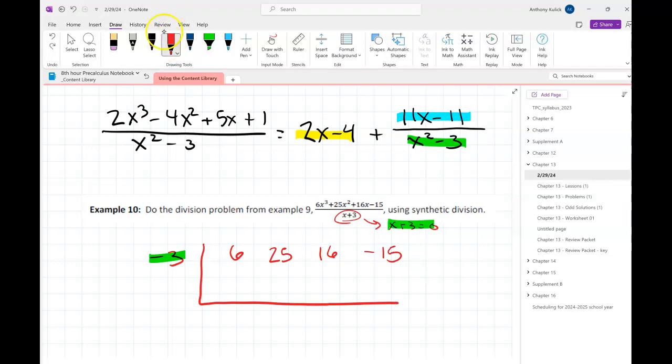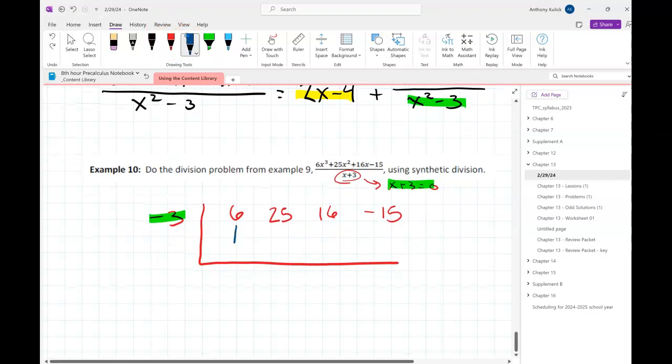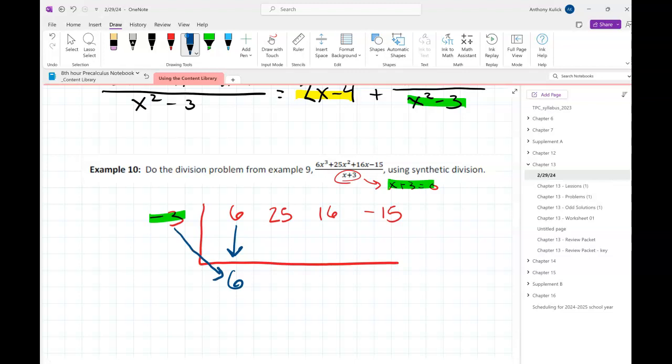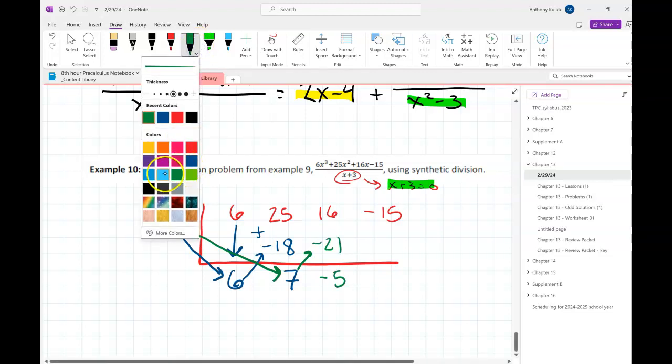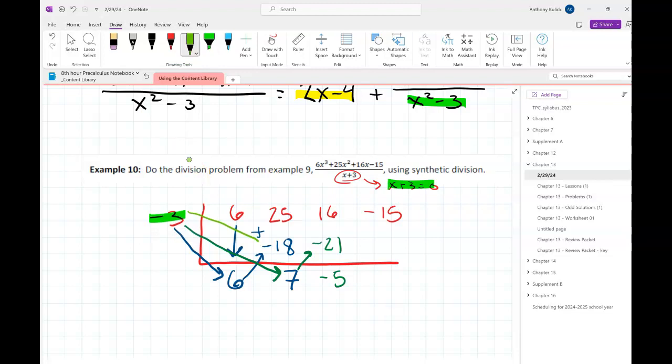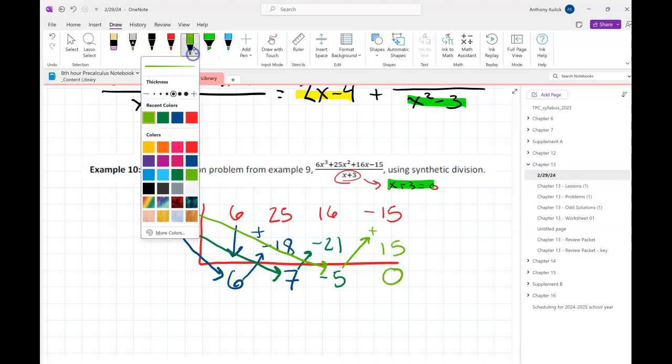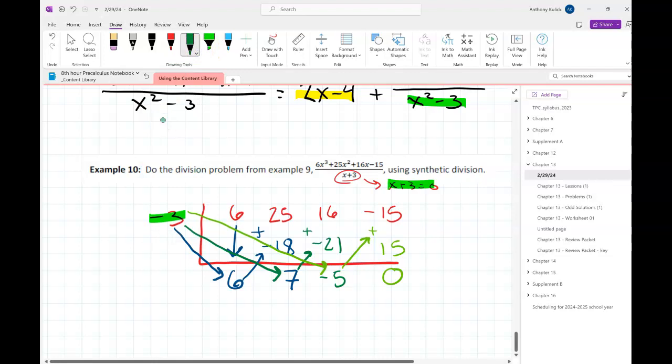Okay. So the way this begins, we drop the 6 down. We multiply the number on the outside to the number on the bottom, write it in the next open spot, and then add down. And then we just keep repeating that process until we've filled in all of our spots. You guys remember doing that?